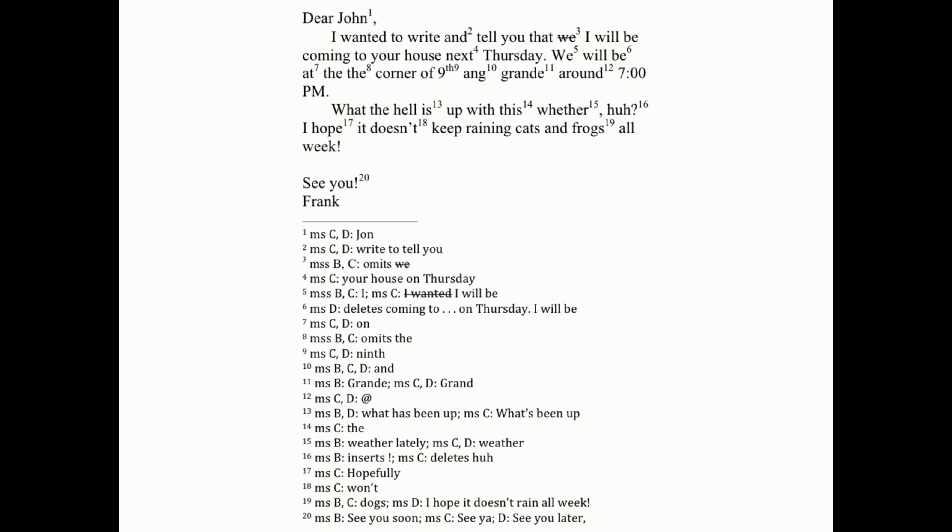I'll point out one more, where it says here, "What the hell is up with this weather, huh?" If you look at footnote 13, manuscripts B and D correct that to "what has been up with." Now, you can think this was done in a church setting, so seeing "what the hell is," they might feel uncomfortable writing the phrase, and so instead they corrected that to "what has been up."